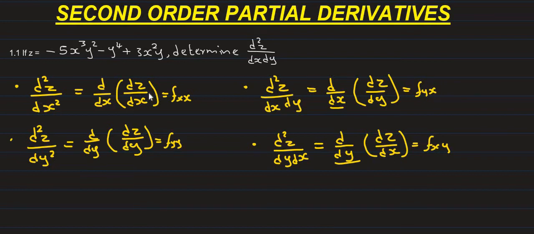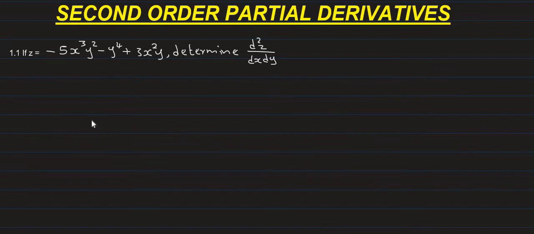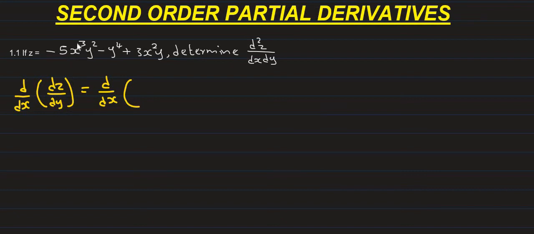So, our first problem. Given z equals negative 5x cubed y squared minus y to the power 4 plus 3x squared y, determine d squared z over dx dy. So we apply d over dx to dz over dy. We differentiate with respect to y first, and then differentiate that with respect to x. For the first term, x is constant, and differentiating with respect to y gives minus 10 x cubed y.